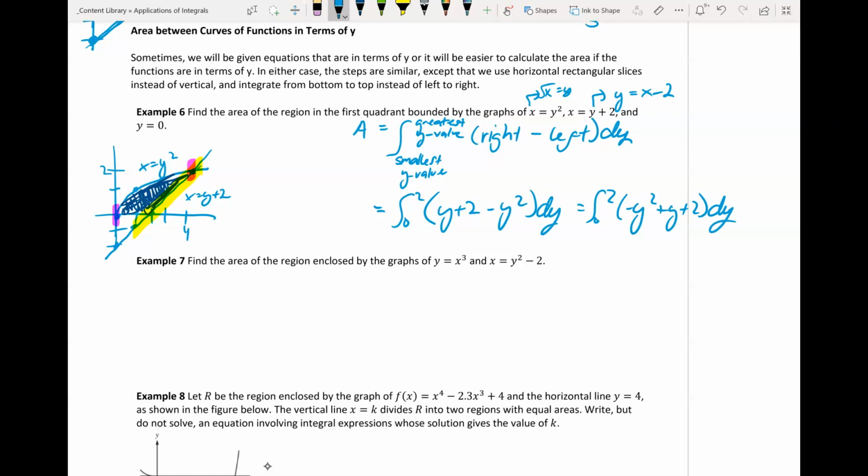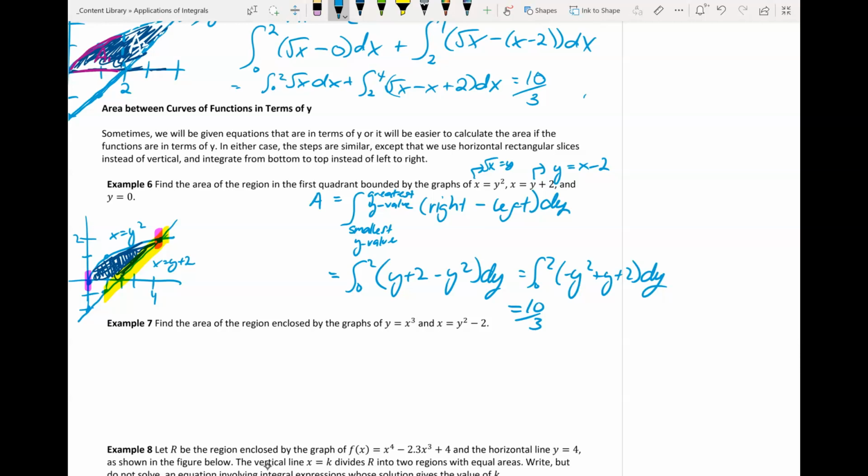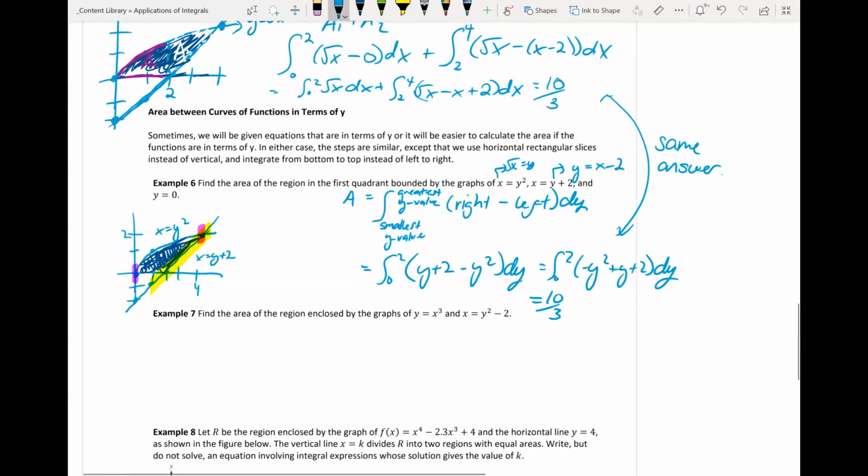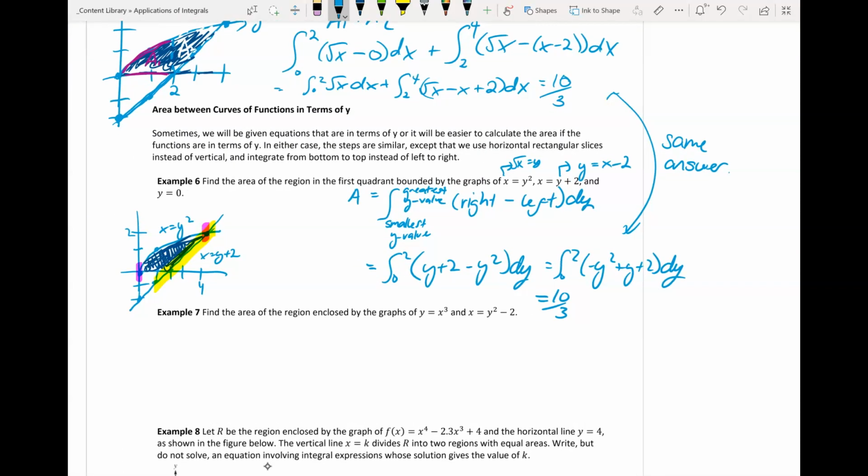And you should still get the same answer. But it's just different methods. So this is a scenario where putting your functions in terms of y would actually be quicker and easier.